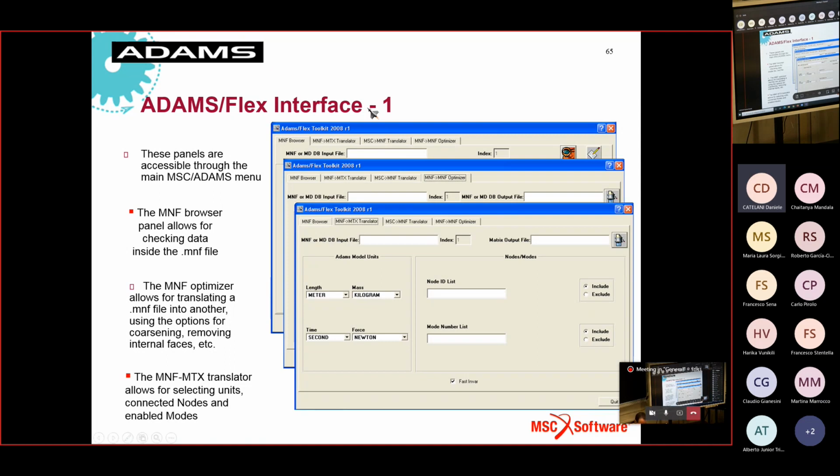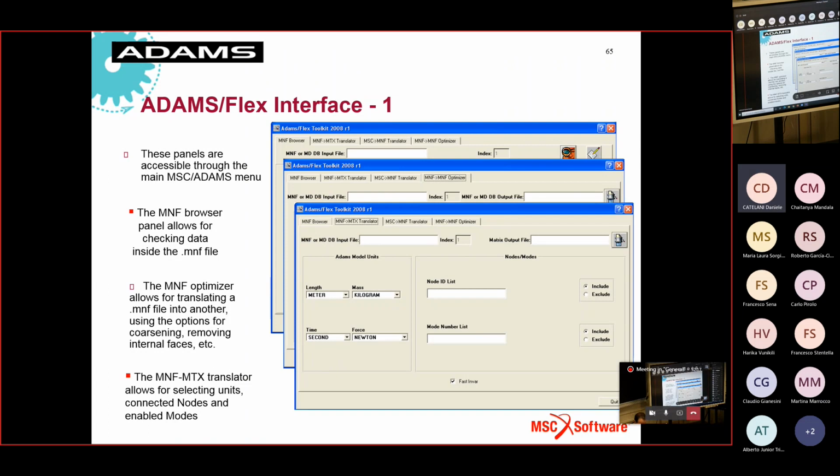This interface is a sort of debugging activity in which you can read the nodes, the mass matrix, the stiffness matrix, the frequencies, the interface nodes, the mode shapes, the damping matrix, etc. If something is not good, it's completely useless to create a flexible body in Adams, because if the MNF file is wrong, Adams cannot do anything. If the MNF file is wrong, you or your colleague in the finite element code did something wrong.